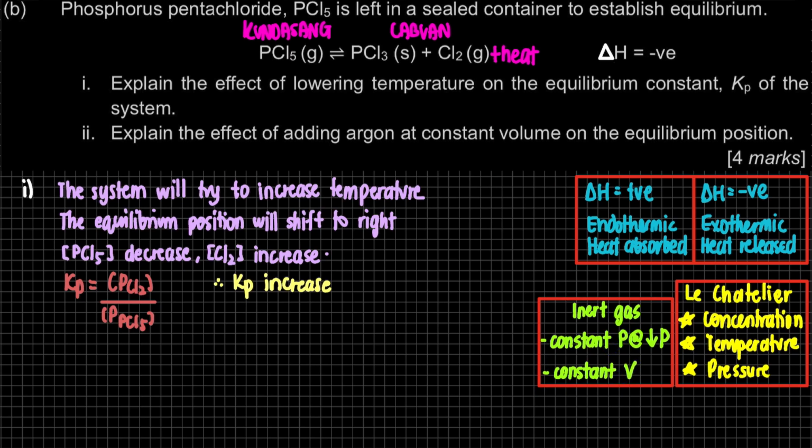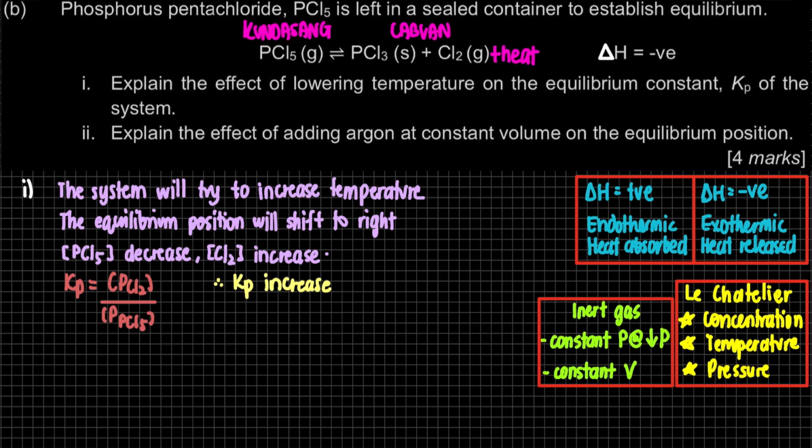Usually we're not just going to add inert gas; it will be specified as constant pressure or constant volume. For constant pressure, it acts as if we decrease the pressure itself. Why? I'm going to include the link in the description for you to see why constant pressure means that we have decreasing pressure. But for constant volume, there's no effect. We will not decrease the pressure or the partial pressure of each of the gases.